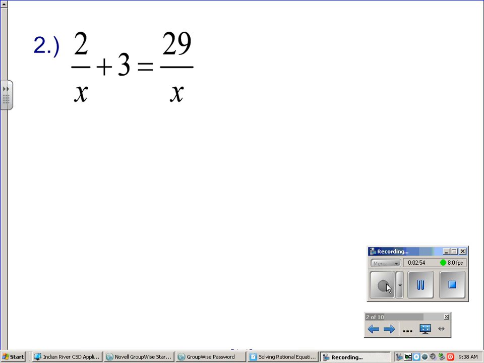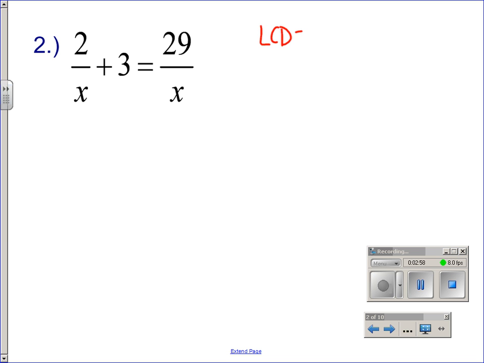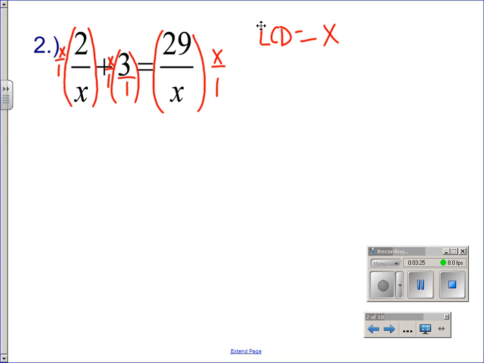All right, now looking at number 2, we're looking for an LCD. So if we make 3 into a fraction, we have an x, a 1, and an x. So what's our LCD? X. Good. So now what are we going to do? Right, multiply each one by x over 1. So we're going to multiply our first fraction by x over 1. We're going to multiply the second one by x over 1. And the last one by x over 1.